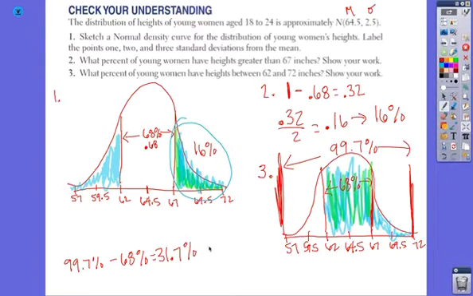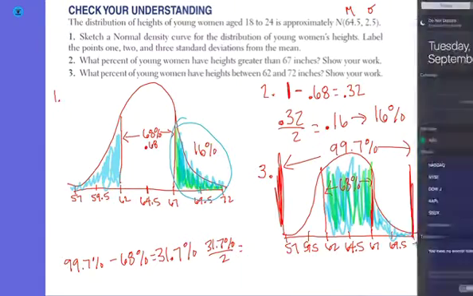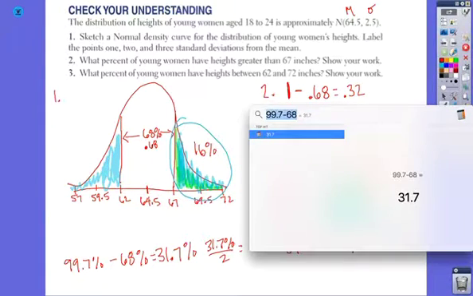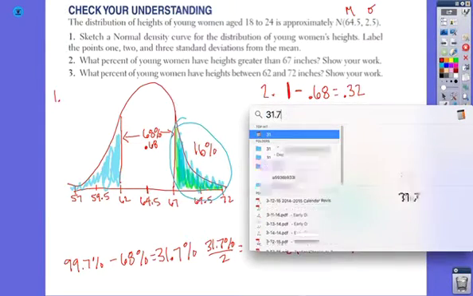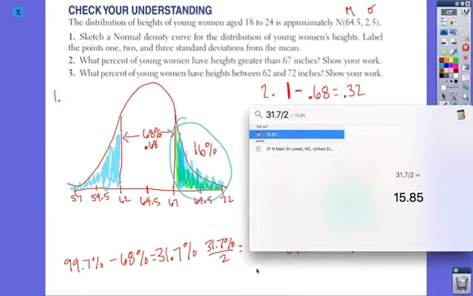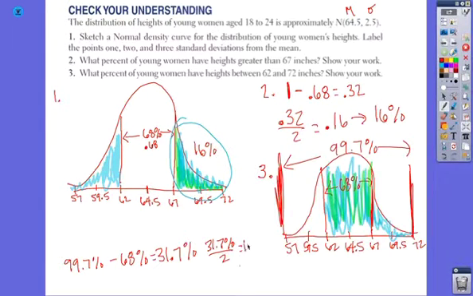So what I'm going to need to do is take that 31.7% and divide it by 2. When I do that, 31.7 divided by 2 gives me 15.85. So what that means is this part is 15.85 and this part is 15.85. Now the only one that I'm worried about is over here because that was part of the shaded region that I wanted.